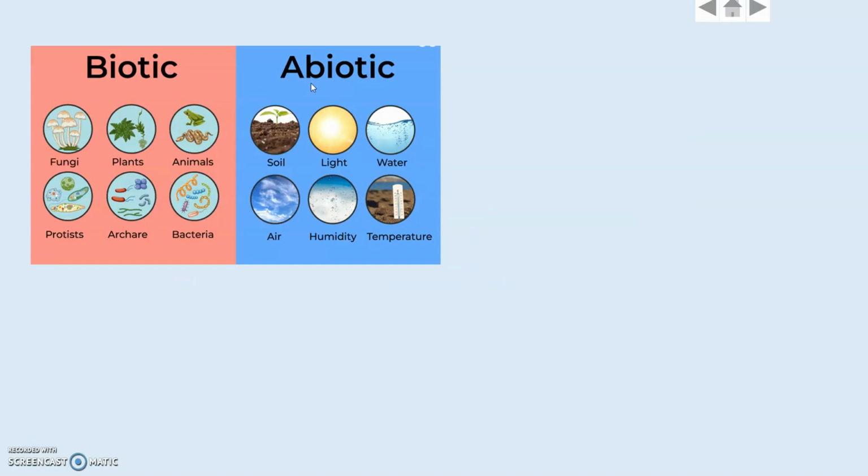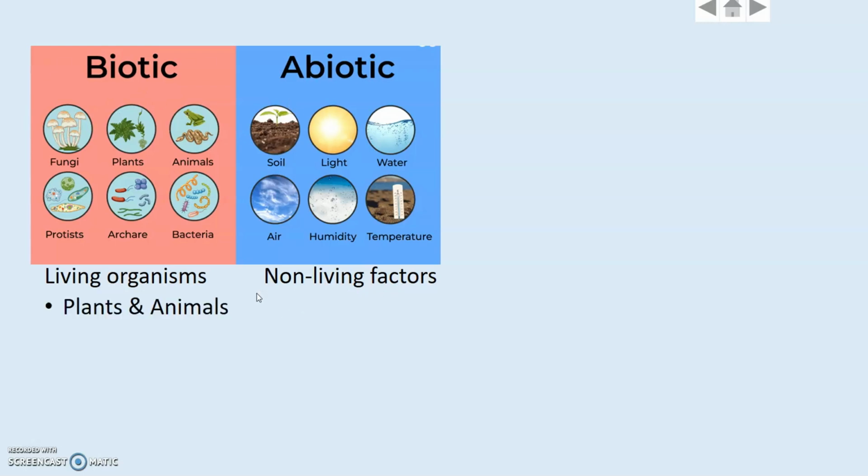Biotic and abiotic factors. These are the living ones, and the abiotic, the non-living. Apart from plants and animals, we must also consider bacteria and fungi, like mushrooms and mold, and the unicellular microscopic organisms called protists. The abiotic factors involve the non-living things: soil, light, water, air, humidity, temperature.